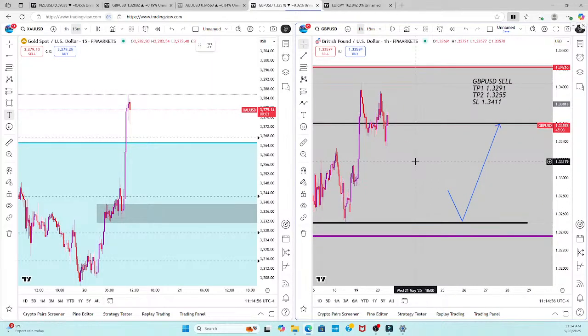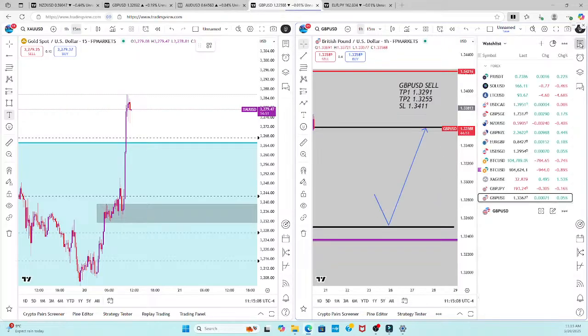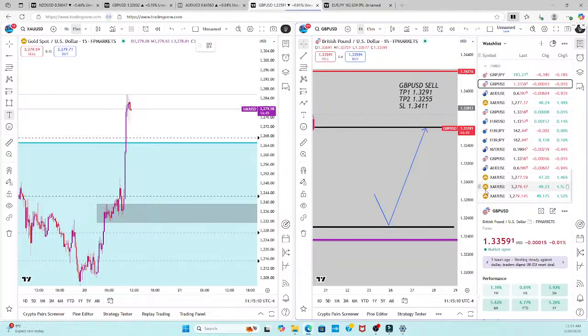Let's head over to the next pair, which is going to be AUDUSD. Before I start analyzing that pair, let's answer the question Bright was asking. I'm going to just quickly answer you.